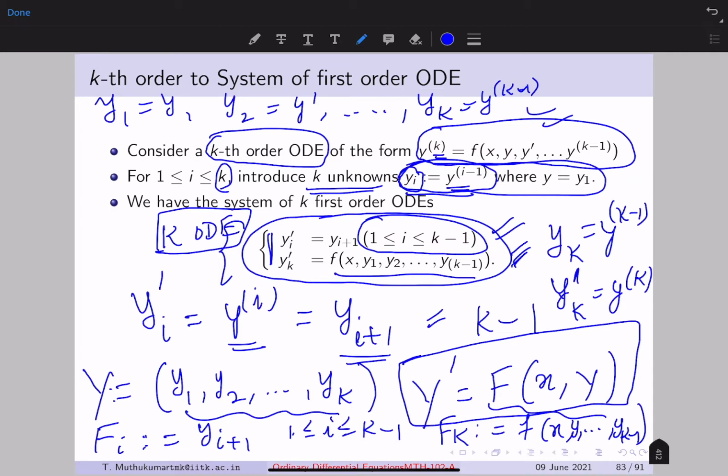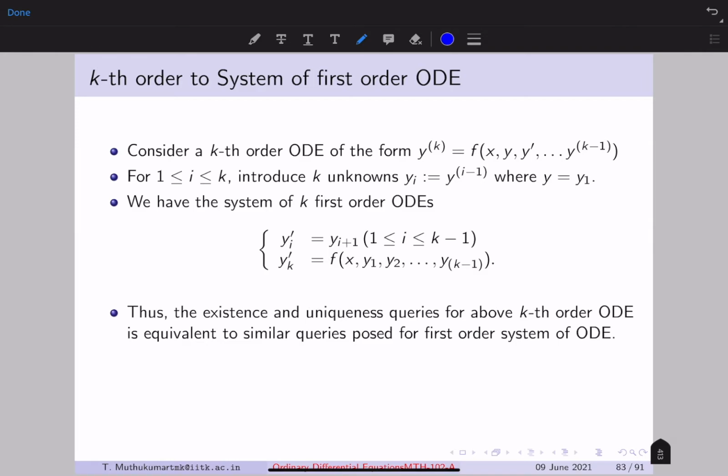So this falls into the category that we have been seeing so far, but of course we did not see a system of ODEs. We have seen only a scalar ODE. So here you have a first order system of k ODEs. That's the advantage. Any kth order ODE can be reduced to a first order system of ODEs. I've written too many things here. Anyway, you can see here we started with a kth order ODE.